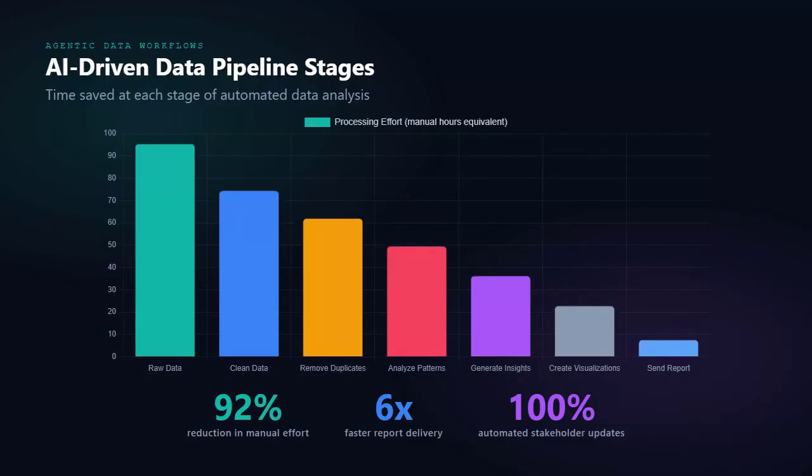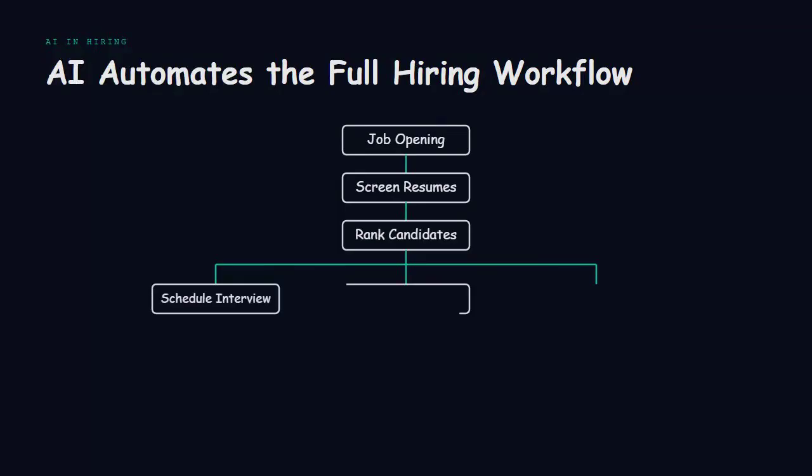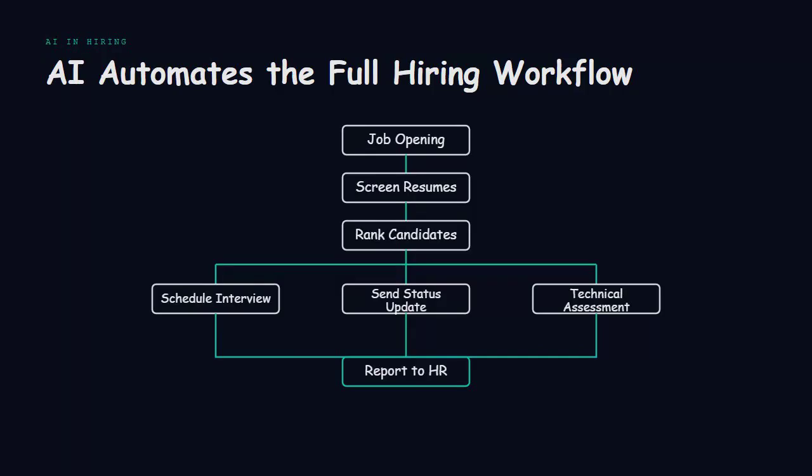Data analysis is another area transformed by agentic workflows. Raw data comes in, the AI cleans it, removes duplicates, analyzes patterns, generates insights, creates visualizations, and sends the report to stakeholders automatically. Hiring is being transformed too. An AI screens resumes against job criteria, ranks candidates by fit, schedules interviews, sends status updates to applicants, and even conducts initial technical assessments, all autonomously.